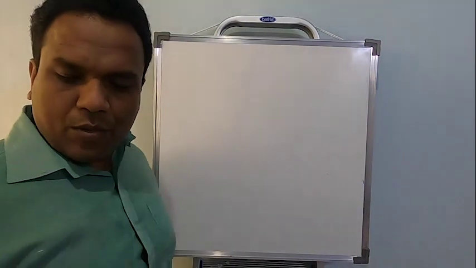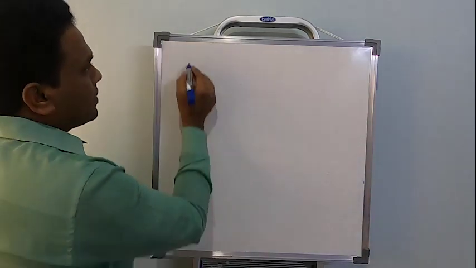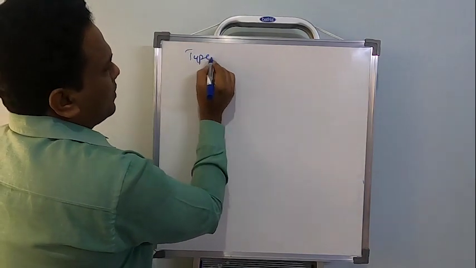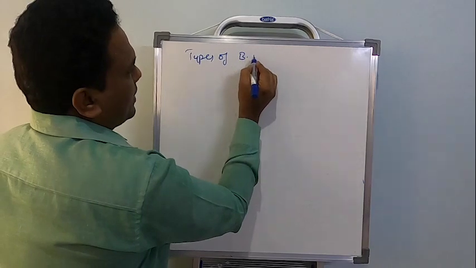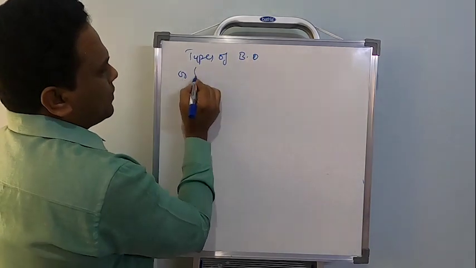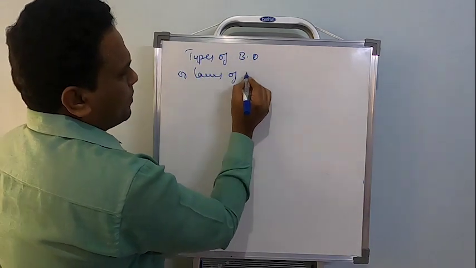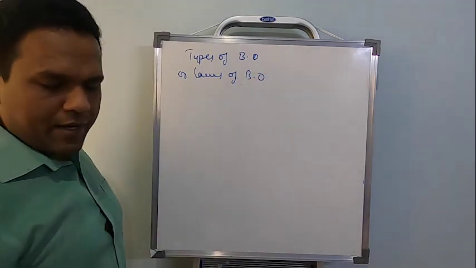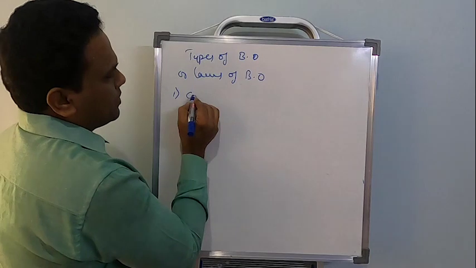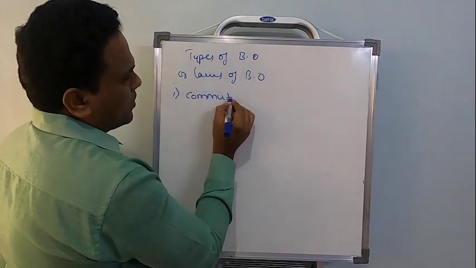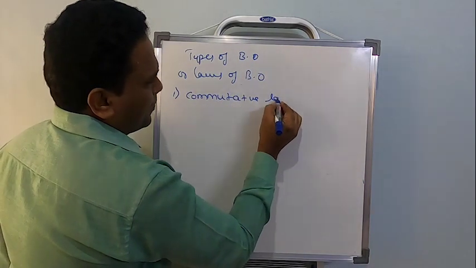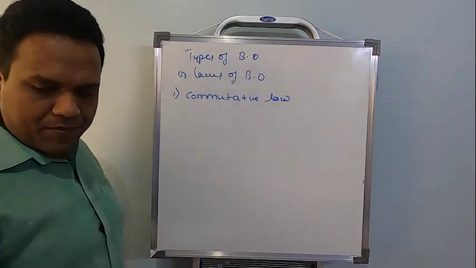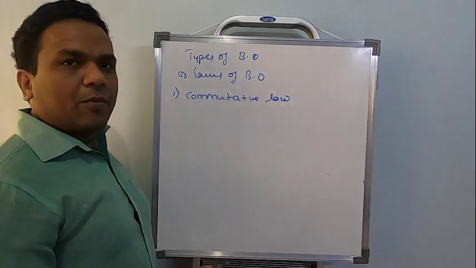Fine, okay. Now let's move on to the types of binary operations, or we say laws of binary operation. There are different ways of telling. Okay, fine. Now under that, the first one is commutative law or commutative property. So what is the meaning of commutative?